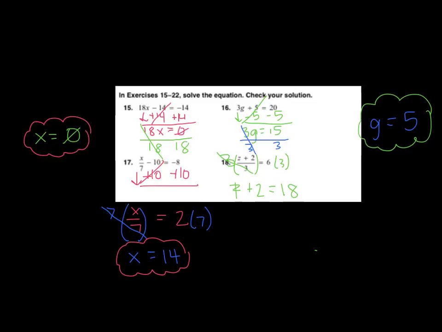It's just a one-step equation, and the opposite of adding 2 is subtracting 2. So I'm going to do that from both sides. I'm going to bring down my z, and that equals 16.